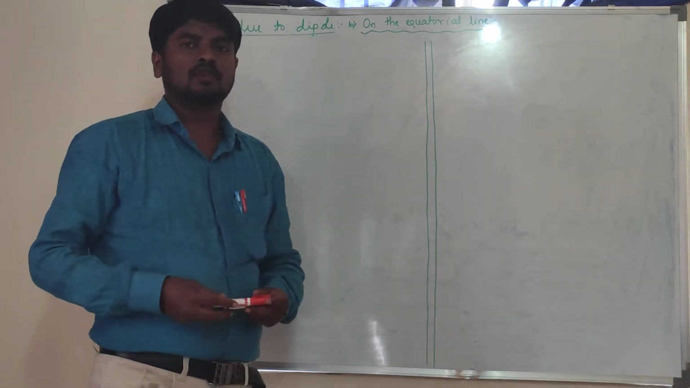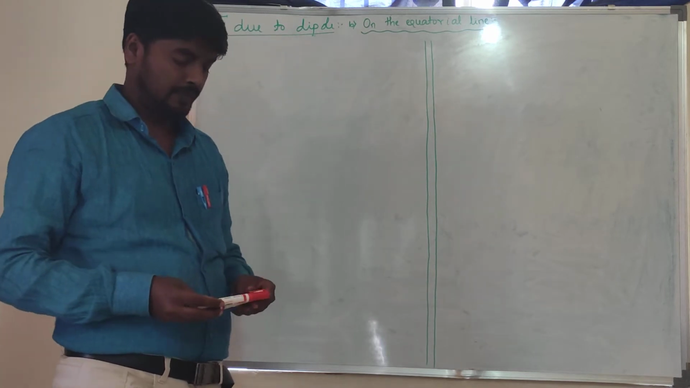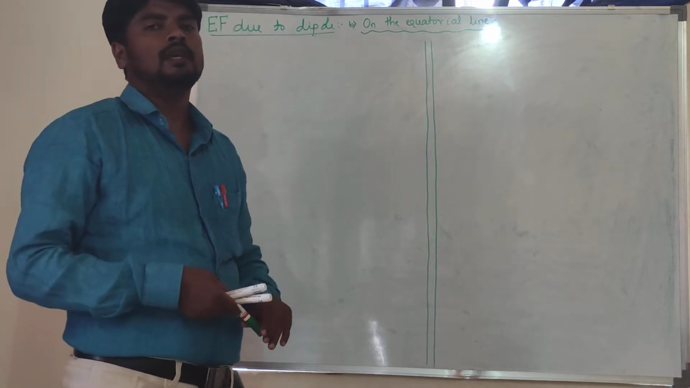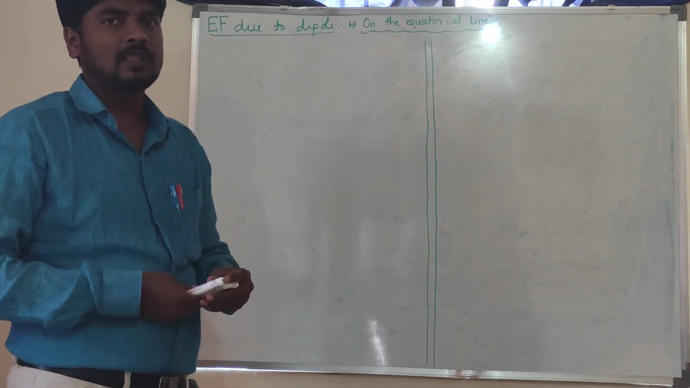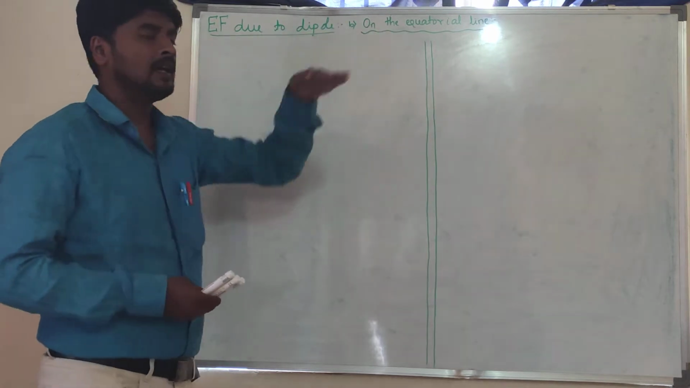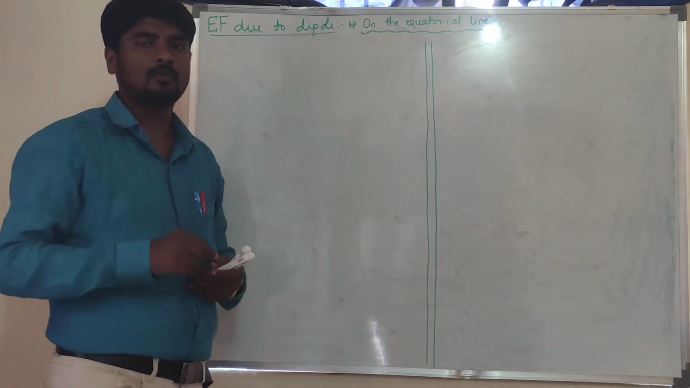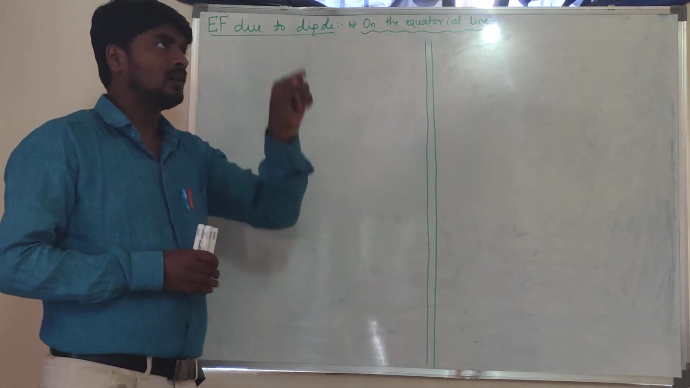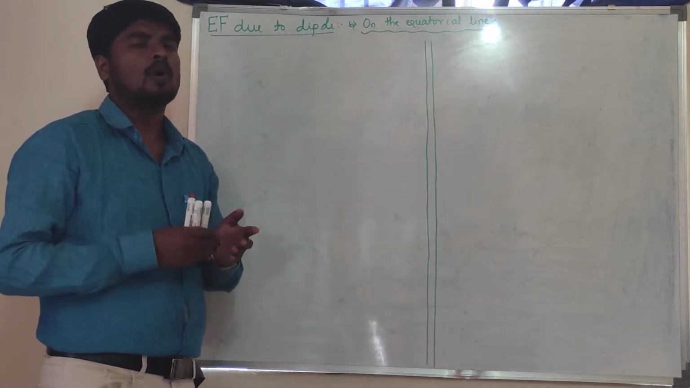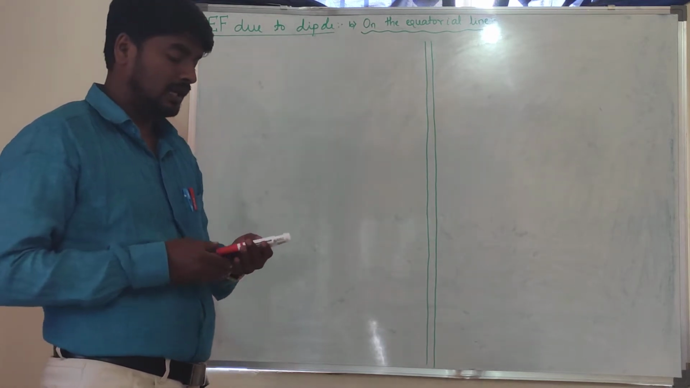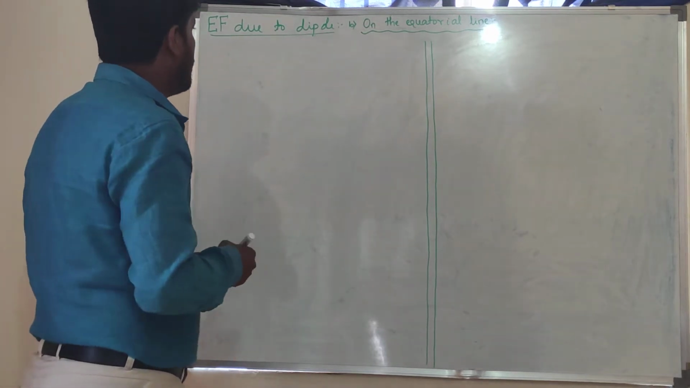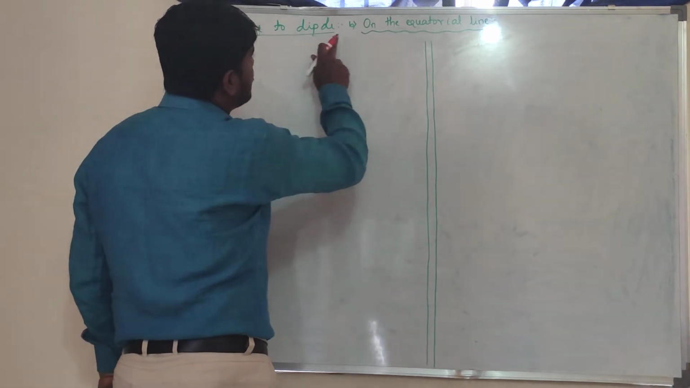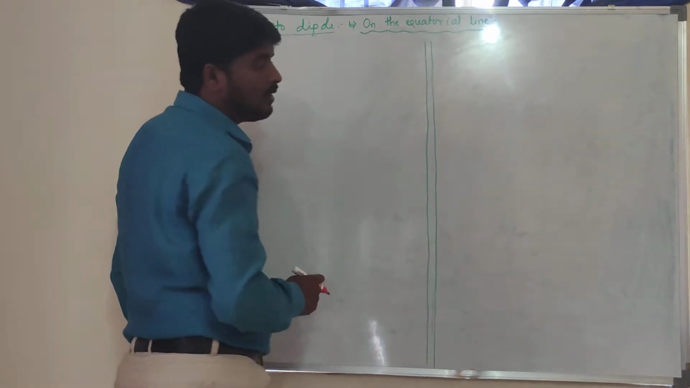Welcome back to the next session of electrostatics. Friends, in the last class we discussed the electric field produced by the electric dipole on the axial line, or on the axis of a dipole. Suppose I place the point P on the equatorial line of the electric dipole, what will be the electric field at that particular point? Let us discuss. The heading is: electric field due to a dipole on the equatorial line of a dipole.